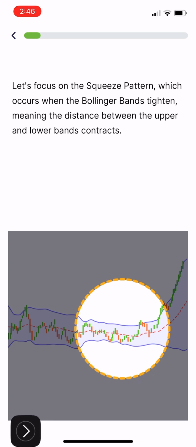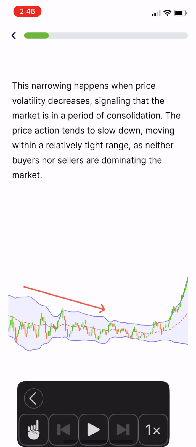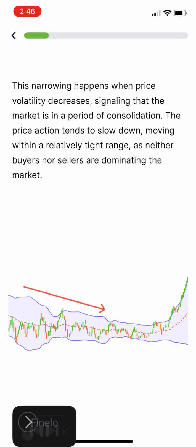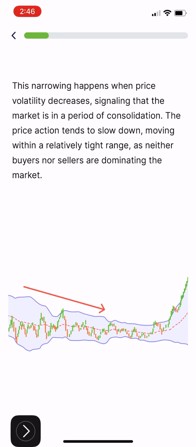Let's focus on the squeeze pattern, which occurs when the Bollinger Bands tighten, meaning the distance between the upper and lower bands contracts. This narrowing happens when price volatility decreases, signaling that the market is in a period of consolidation. The price action tends to slow down, moving within a relatively tight range, as neither buyers nor sellers are dominating the market.